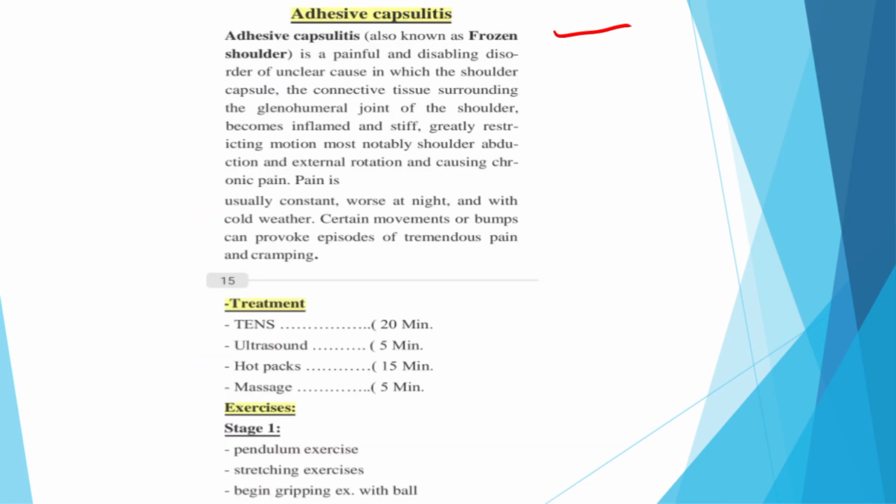Adhesive capsulitis is also known as frozen shoulder. As the name suggests, frozen shoulder means the movement is restricted. The joint becomes frozen stuck. It is a painful and disabling disorder of unclear cause in which the connective tissue surrounding the glenohumeral joint of the shoulder becomes inflamed. There is inflammation and stiffness, greatly restricted motion, notably shoulder abduction and external rotation, and chronic pain.